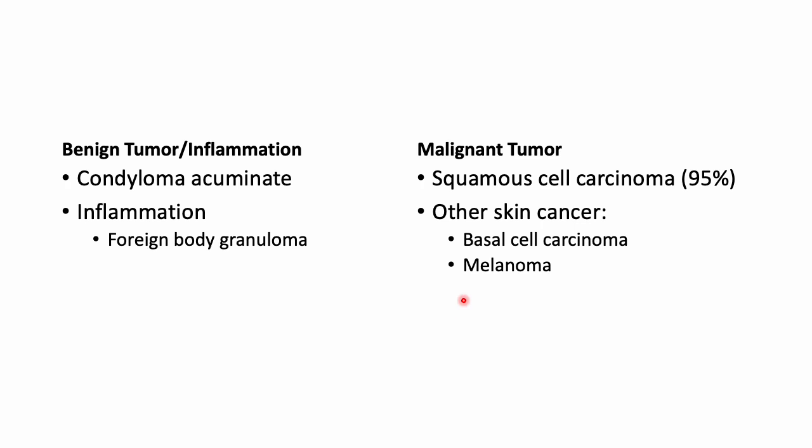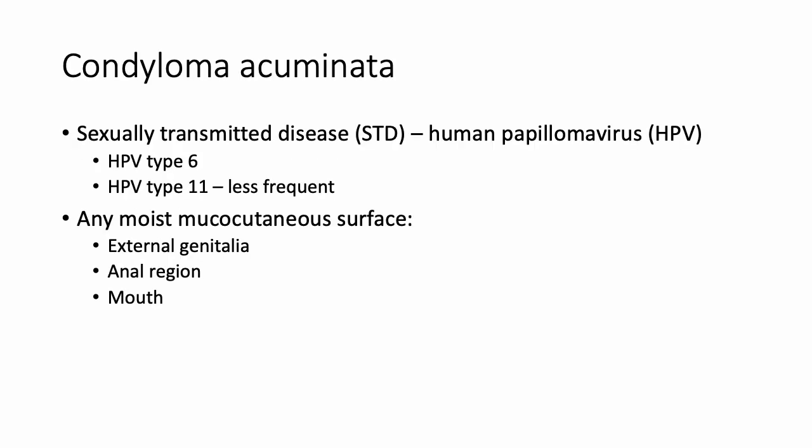And apart from that, one more tumor is extramammary Paget's disease. Okay, condyloma acuminata is usually associated with sexually transmitted disease. It is caused by HPV, similar to ladies. It is caused by HPV type 6 and HPV type 11, while the high-risk types are less frequently involved. But this depends, from place to place.